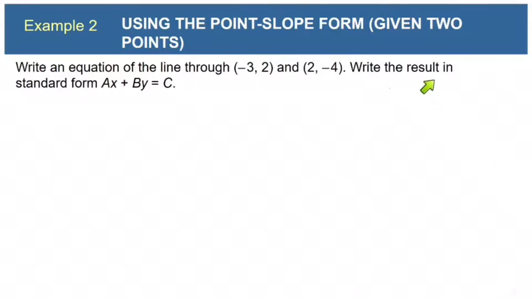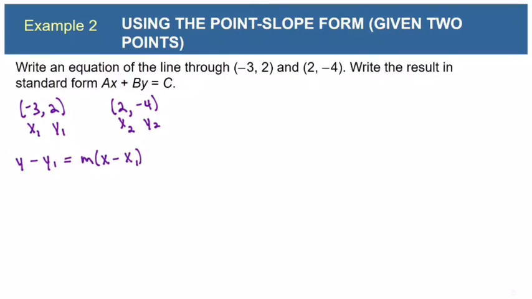At the end, we'll write the result in standard form, which means a will be positive, a, b, and c will all be integers, and a, b, and c should not all be divisible by the same number. Okay, let's write down what we have. We were given 2 points. I'll label them x1, y1 and x2, y2. And we also have our point-slope formula, and we also know we're going to need our slope formula. So let's go ahead and calculate slope.